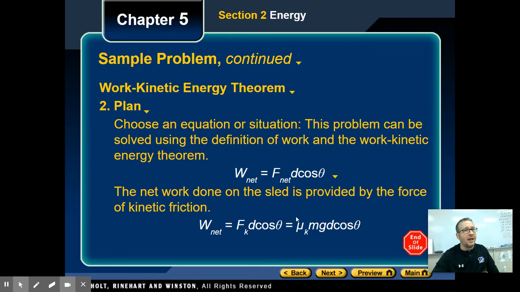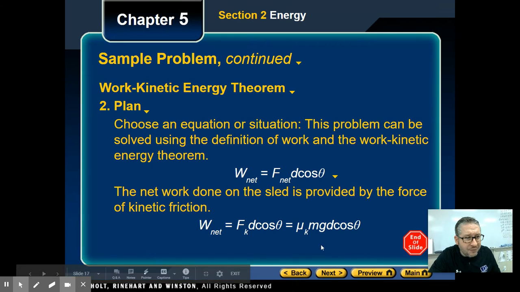It's not always going to be that way. You have to read the question carefully and decide what is happening to that object in the problem. So that's the first part right here. So we know that net work is equal to mu k times m times g times d times cosine theta. Lots of stuff, okay? So honestly, you got a couple formulas you're going to need to write down here, okay?